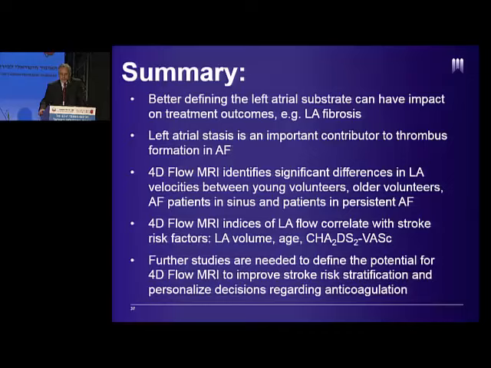Left atrial stasis, we know, is an important contributor to thrombus formation. 4D flow MRI identifies significant differences in flow velocities and could be a potential predictor for thrombus formation in patients with atrial fibrillation. However, further studies are really needed to define the role of 4D flow MRI to improve stroke risk stratification and personalized decisions regarding anticoagulation. Thank you.